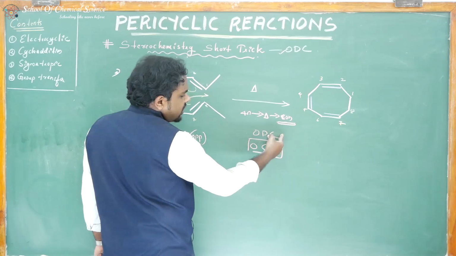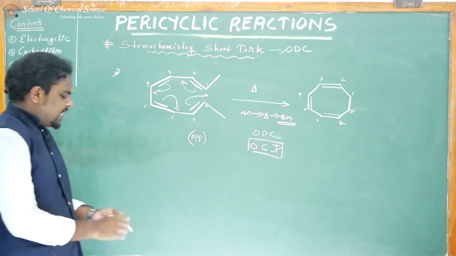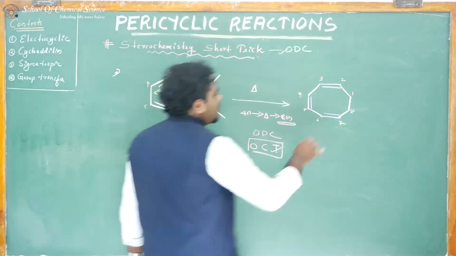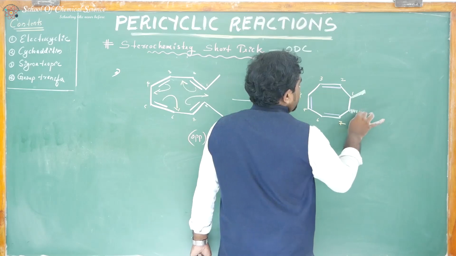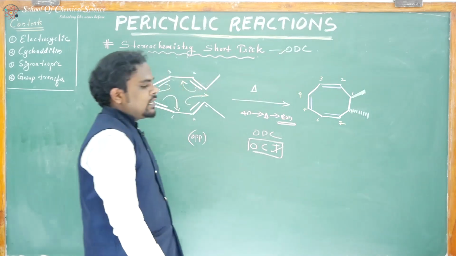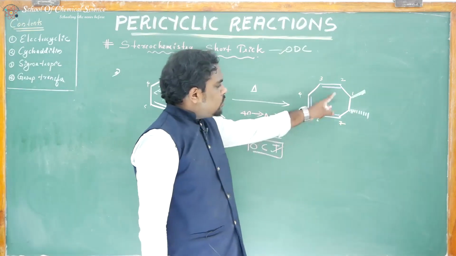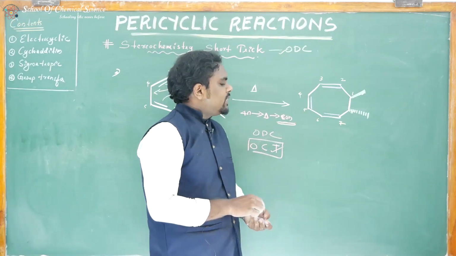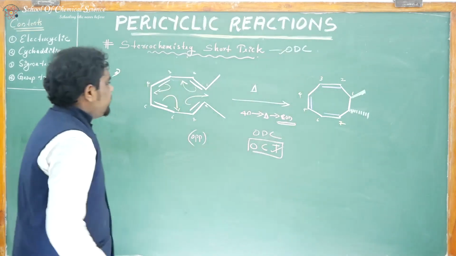Opposite dis is cis, opposite con is trans. So definitely stereochemistry of the two methyl groups is trans to each other. So first one above the plane, second one below the plane. That is the stereochemistry of those two methyl groups. Okay. So next question.